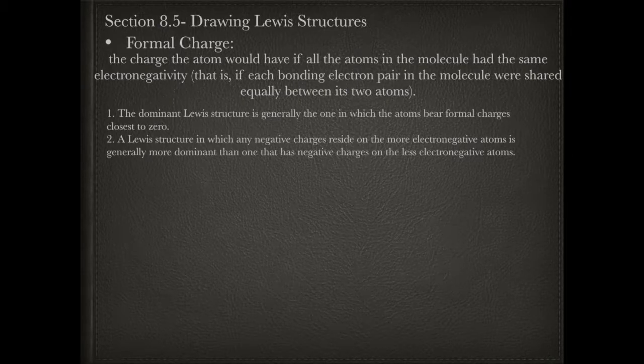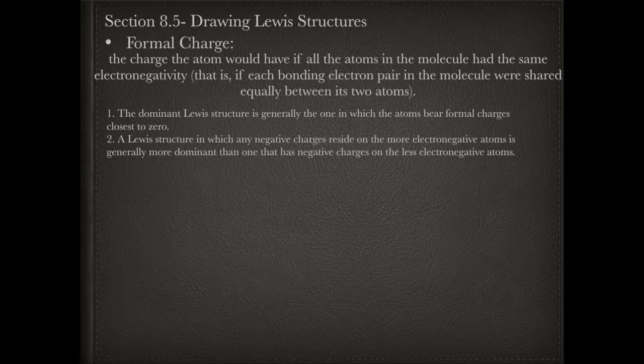Well, the dominant Lewis structure, meaning the Lewis structure that is going to exist in the greatest amount, or has the greatest likelihood of existing, is the one whose atoms have the formal charges that are closest to 0. So if you're comparing 2 different Lewis structures and one has atoms that have formal charges that are closest to 0, that is going to be the dominant structure.